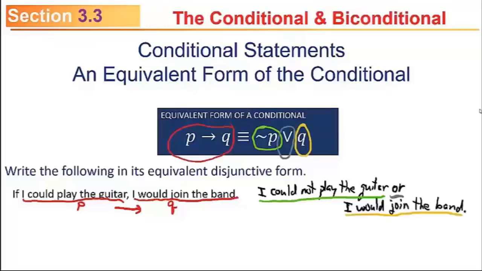Or Q, which is I would join the band. So the statement "I could not play the guitar or I would join the band" is logically equivalent to the statement that I started with, which says if I could play the guitar, I would join the band. So that's a simple example of using this equivalent form of a conditional formula.